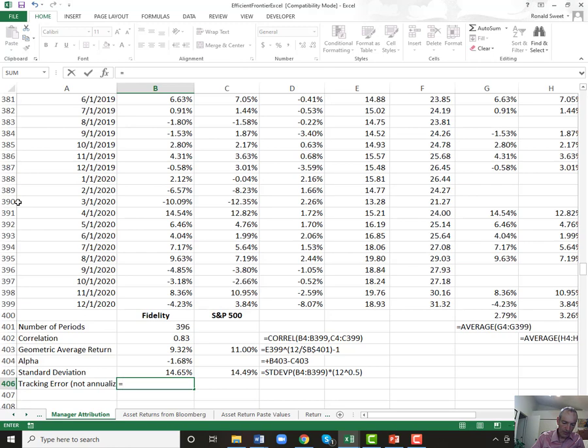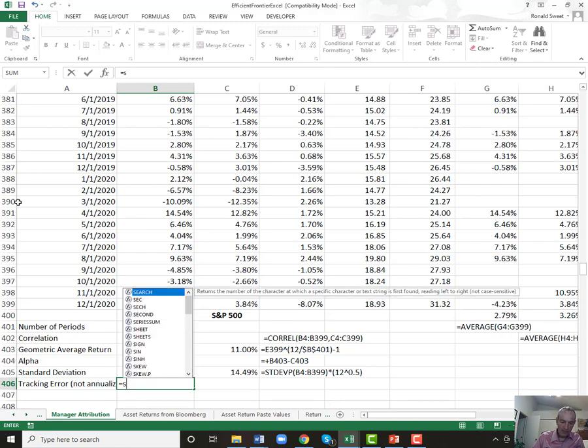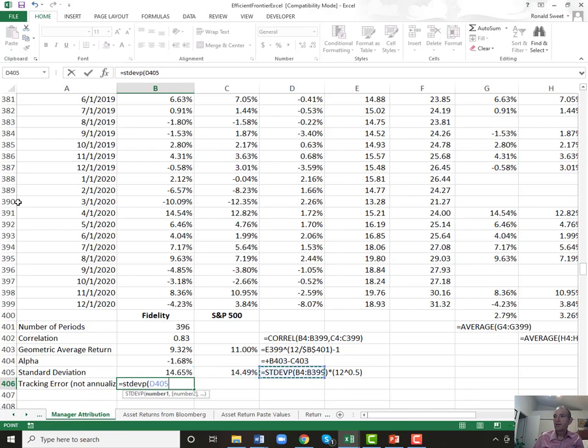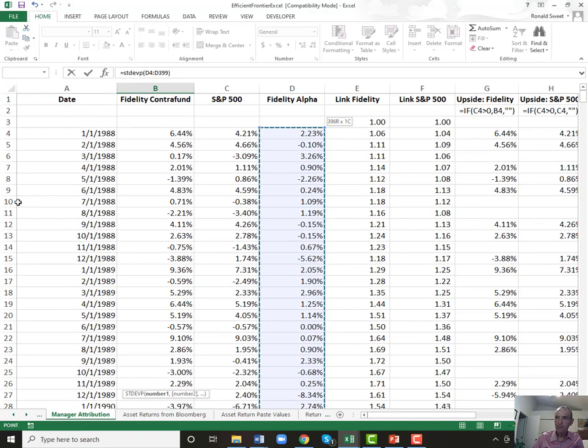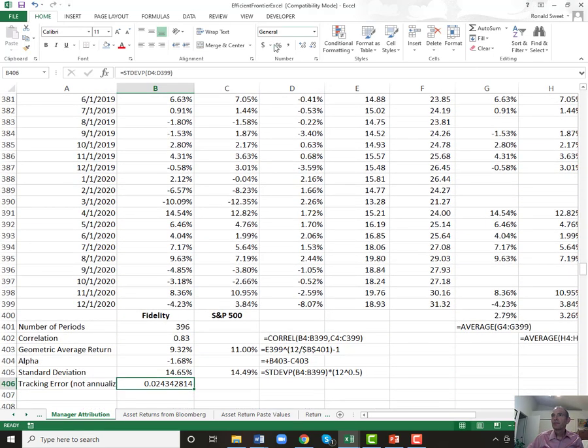It's very easy. Just do equal STDEVP, and you just go over to their alpha column, and you just take the standard deviation of that, but don't annualize it. It's just the actual standard deviation. And then, so what we want is a lower tracking error versus a higher one. The higher the tracking error, the more uncertainty we have about the manager. If they have a high tracking error, then we have the risk, if these were true numbers, of them really underperforming in a month.